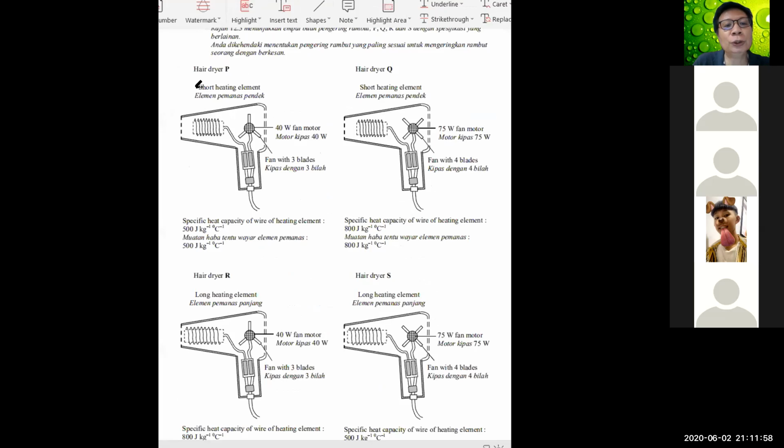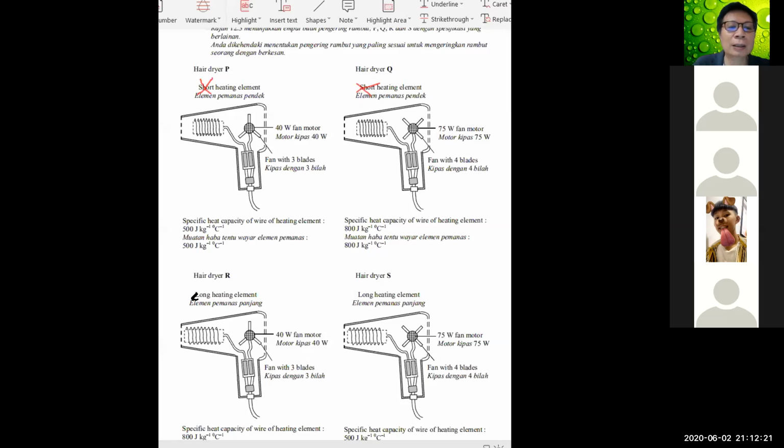Okay. This one, short heating element, no good. The heating element must be long, like you just now. Short means the wire is short, which means resistance is not high, you know. Resistance not high means it won't become hot very fast. So this short one is out. This one long, yes.